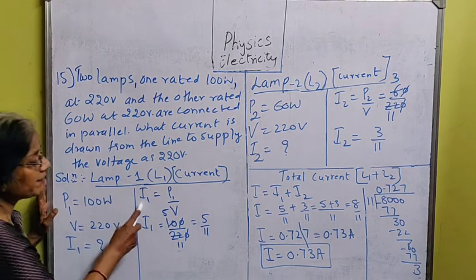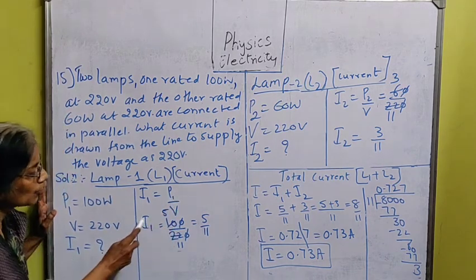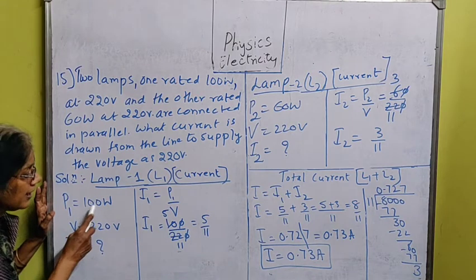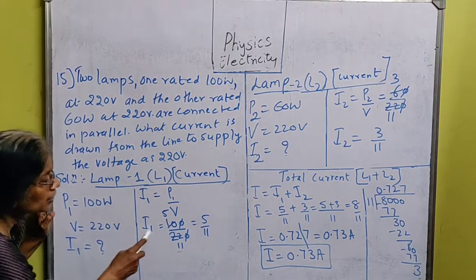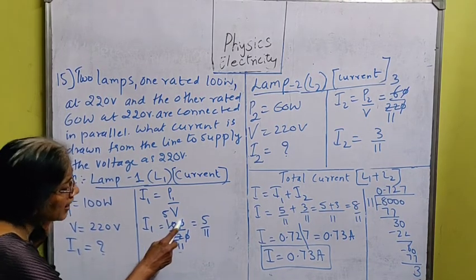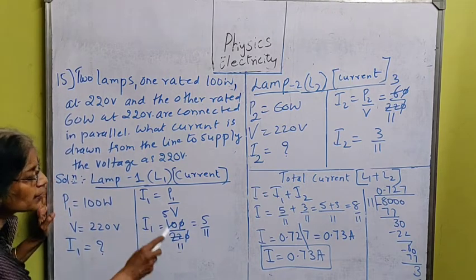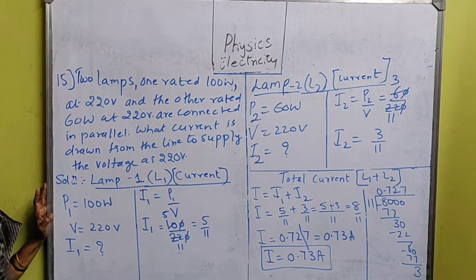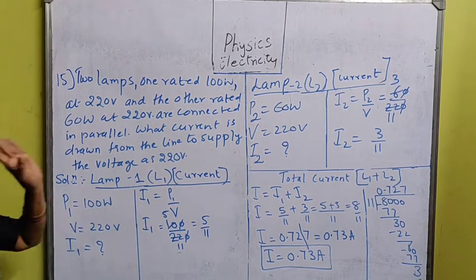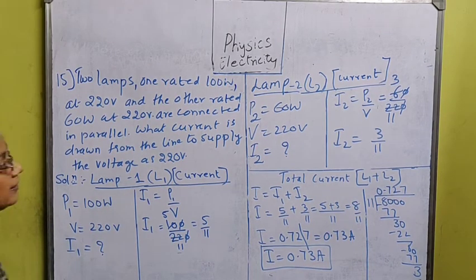So when the 100 watt bulb is burning, we have to find out I1. The formula is I1 is equal to P1 by V. What is the P1 value? 100. What is the V value? 220. So I1 is equal to 100 by 220. 0, 0 cancels. 2 5s are 10, 2 11s are 22, so 5 by 11. We won't convert into decimal because for the last addition it will be very easy.